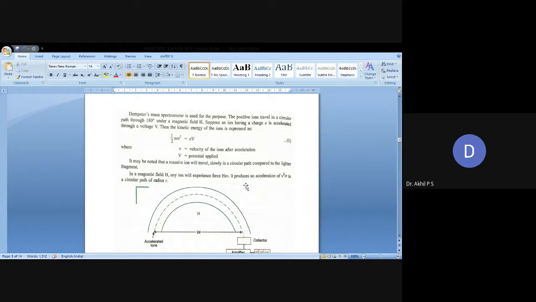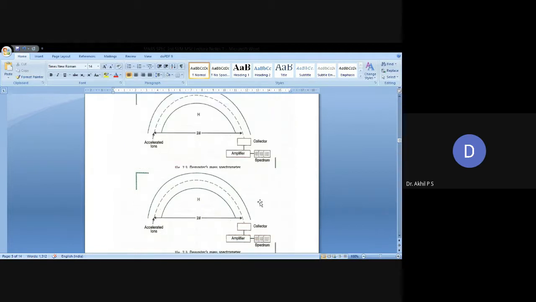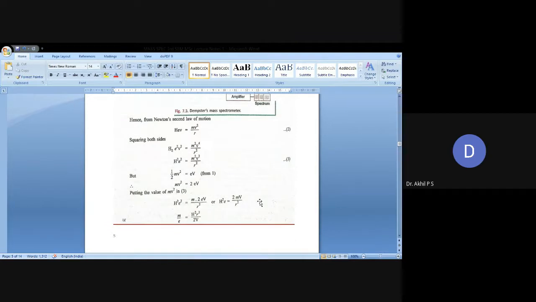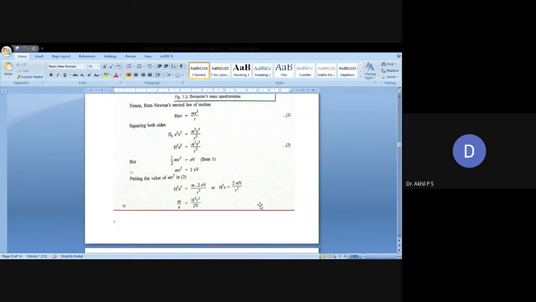In a magnetic field H, any ion will experience a force of Hev. This produces an acceleration of v squared by r in a circular path of radius r. Hence, from Newton's second law of motion, Hev equals mv squared by r. Squaring both sides, we get H squared e squared equals m squared v squared by r squared, but half mv squared equals eV from equation 1. Therefore, mv squared equals 2eV. Putting the value of mv squared in equation 3, we get m/e equals H squared r squared by 2V.